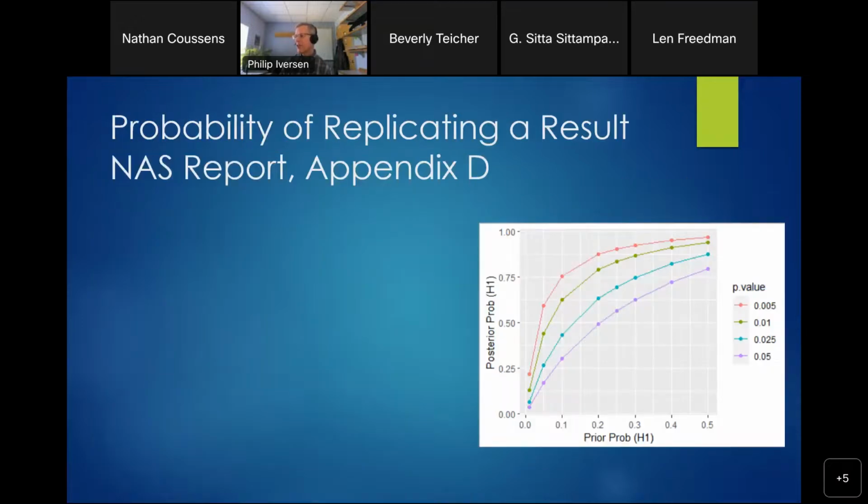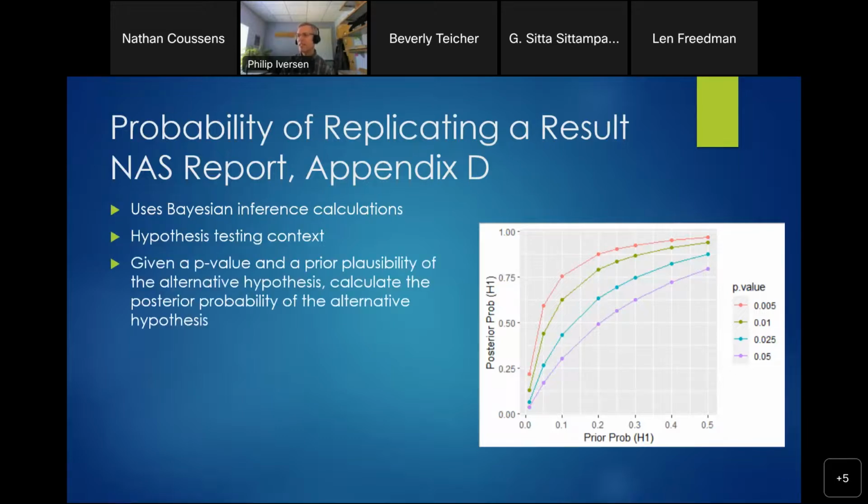Here is another way of looking at that, and this is from Appendix D of the NAS report, and it describes what they did in great detail. It's very similar to that diagram in the Economist article, looking at the same kind of question. It's using Bayesian inference calculations, which are giving a little bit different set of numbers, but it's the same qualitative story, the same qualitative conclusions. It's still a hypothesis testing context.